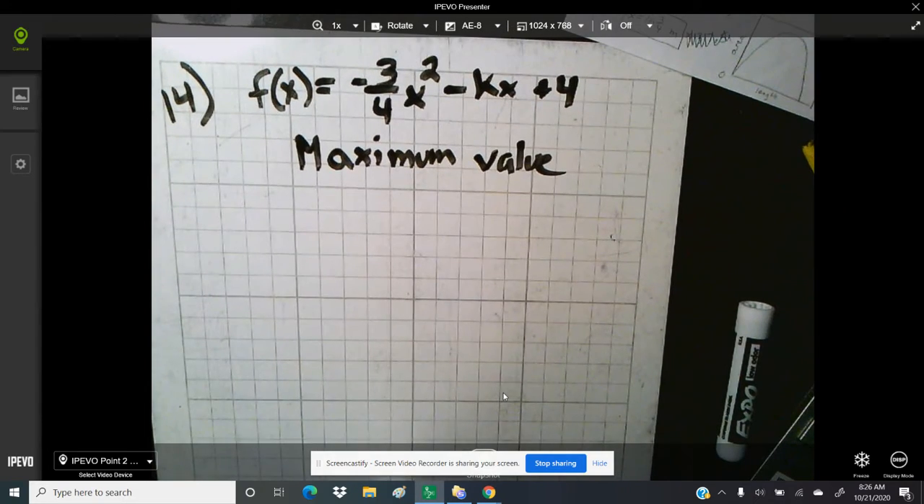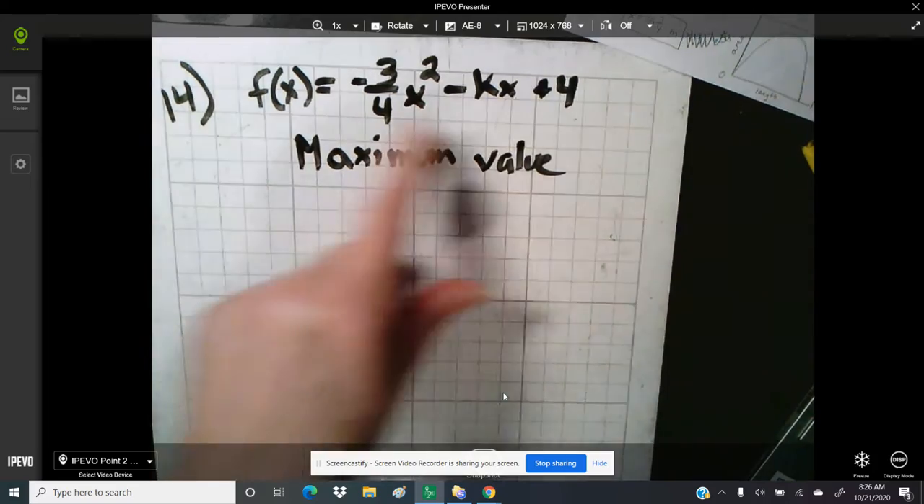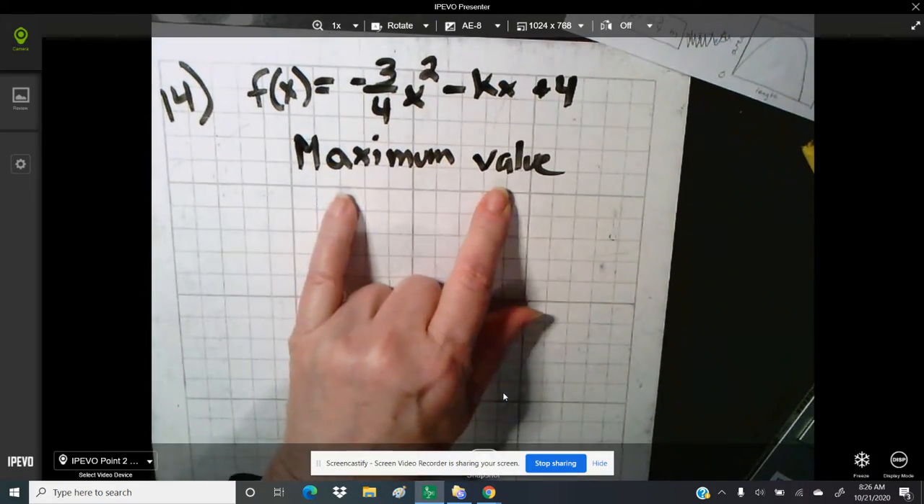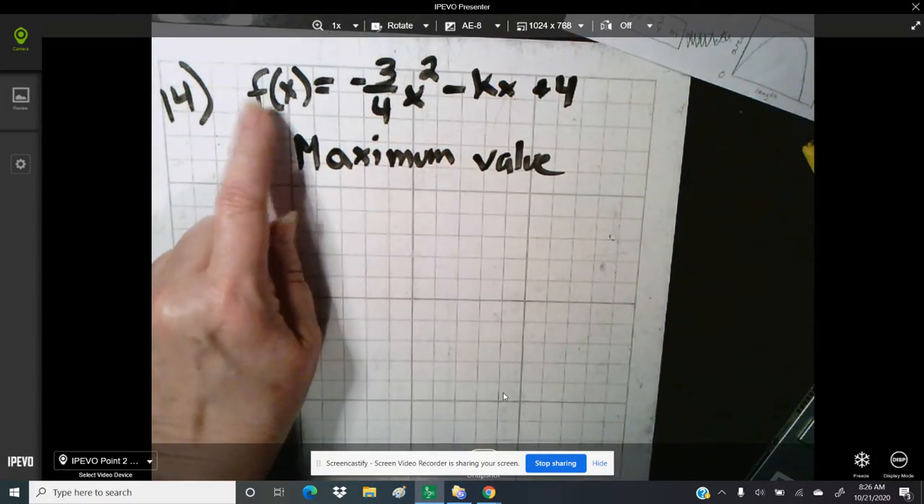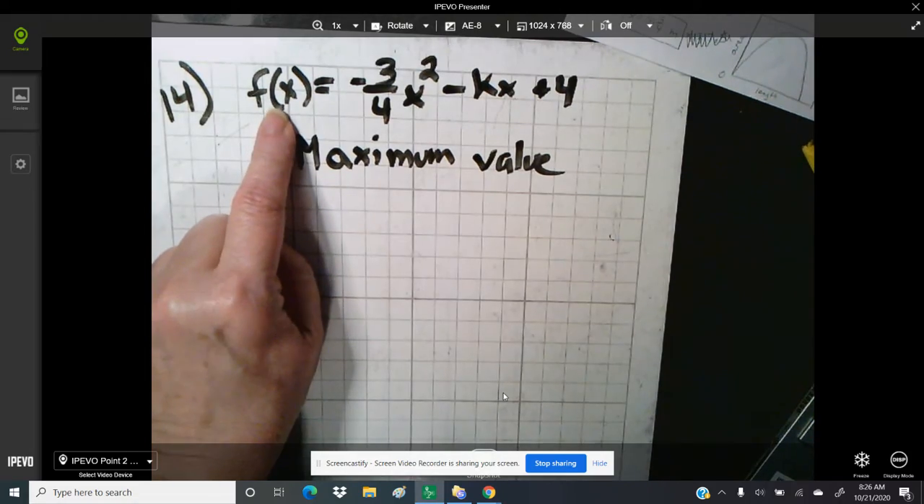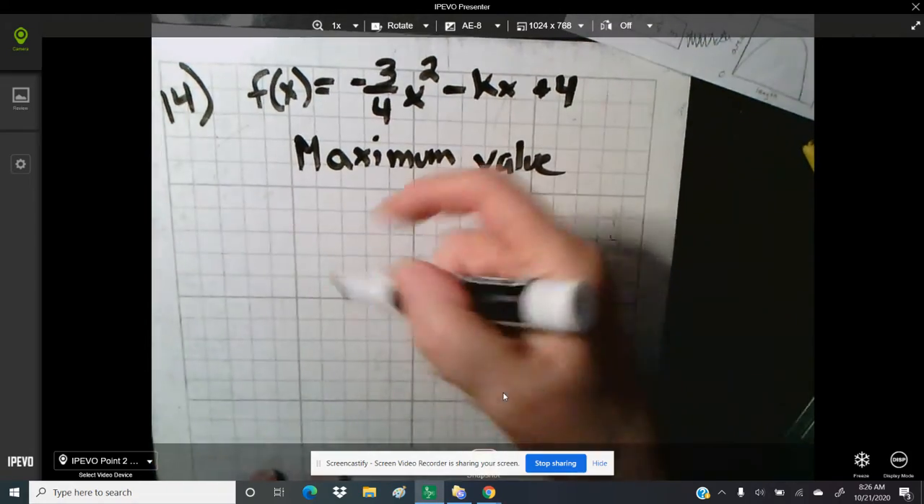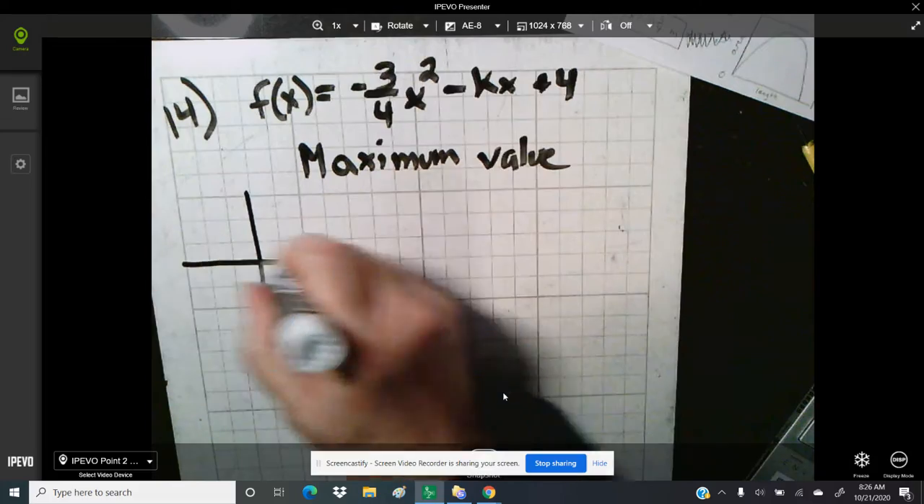Right, so this is number 14 on Solve Quad 12. And the question says, give the maximum value in terms of k for the following function. And here's the function. So when they say the maximum value, they're saying, what is the maximum that this y value could be?